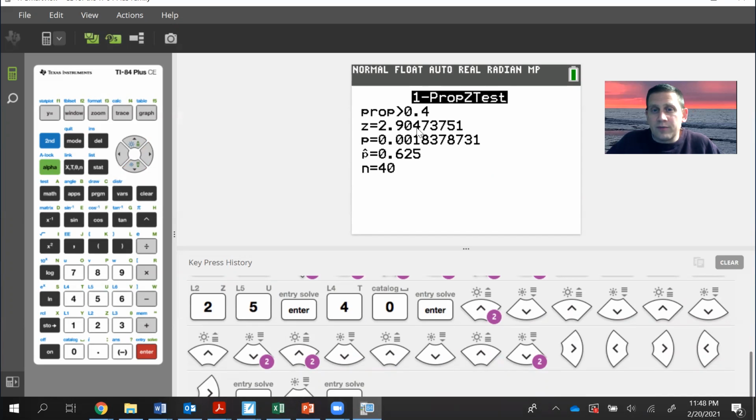There's the Z statistic we found. Yes, it goes more decimal places on the calculator. And then there's your p-value. It doesn't call it a p-value on our calculator, so you do need to know what to look for. It also gives you p hat and n here.